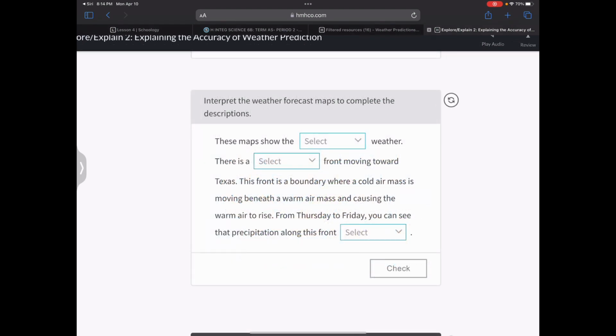Interpret the weather forecast maps to complete the descriptions. These maps show the blank weather. The options are past, predicted, or current. There is a blank front moving toward Texas. The options are cold, warm, or stationary. This front is a boundary where a cold air mass is moving beneath a warm air mass and causing the warm air to rise. From Thursday to Friday, you can see that precipitation along the front increases, decreases, or stays the same.